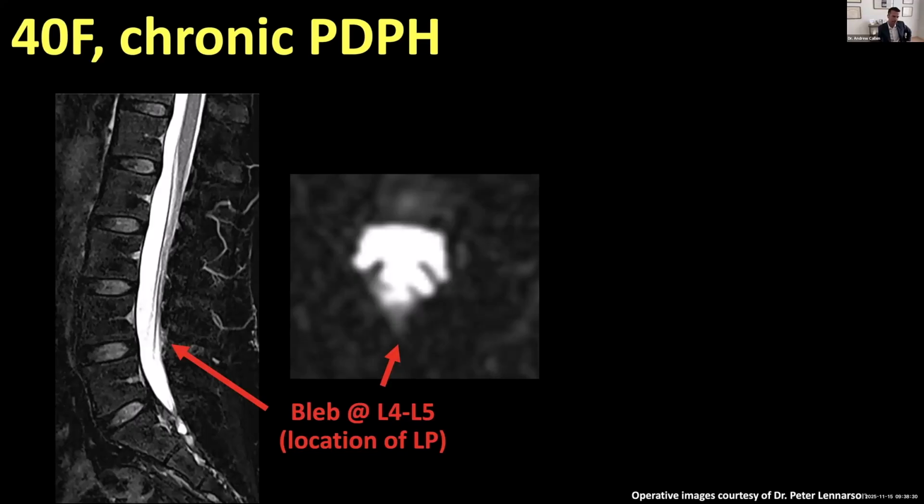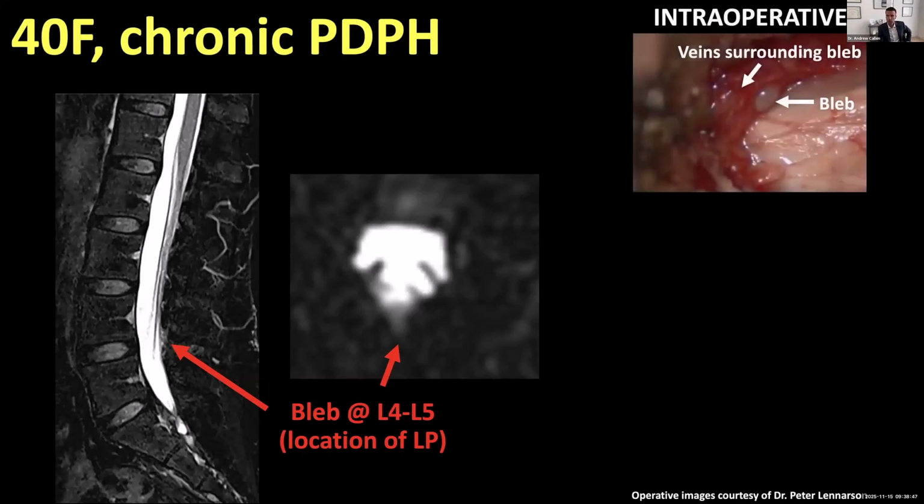We looked at this myelogram, and in addition to that very subtle dinosaur tail sign that we see here, there was also this more focal area of T2 hyperintensity at the L4-5 disc space in the dorsal epidural space. And we wondered, could this be a potential bleb here? This is exactly where this patient had their lumbar puncture. This patient did go to surgery, and I want to thank Dr. Lennerson for providing these and the other operative images that I'll show in this talk.